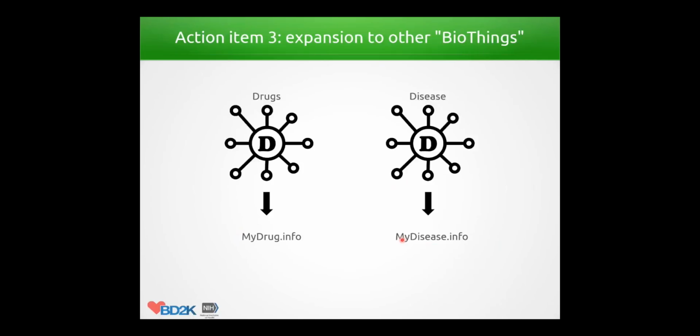Then the third action item for us is to use the BioThings API framework to expand to drugs and diseases. That's something we have just started to build, as a proof of concept for the generic BioThings API framework. Oh yes, I just want to mention we actually just checked the domain name. MyGene.info is not available, so we probably need to find an alternative name.